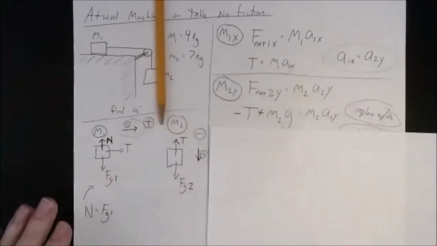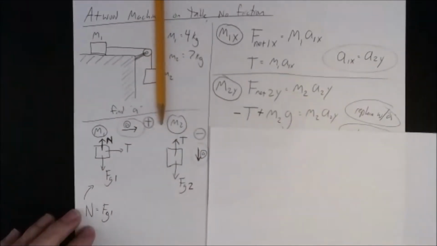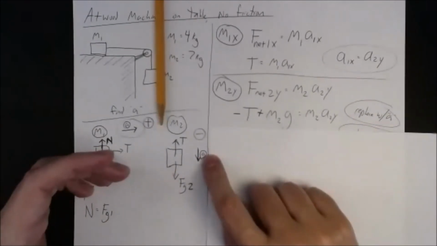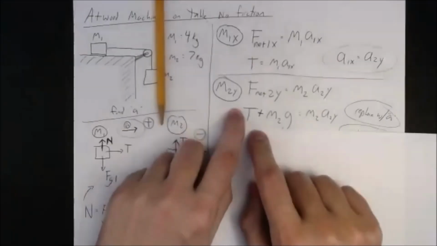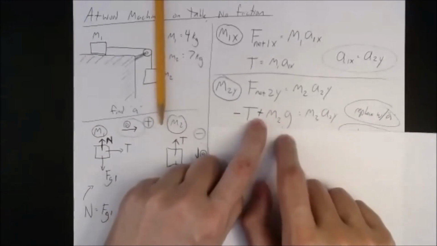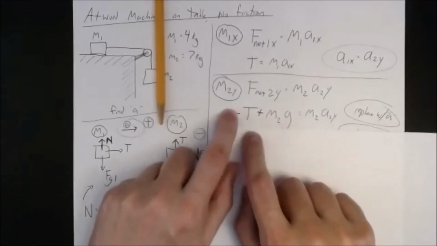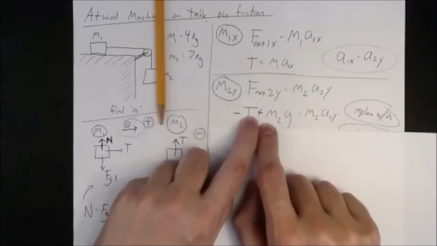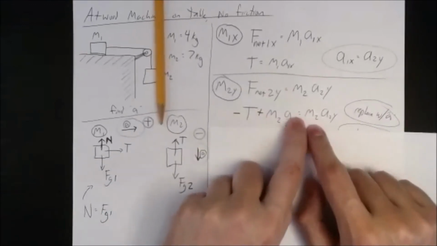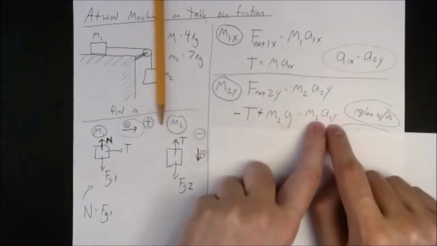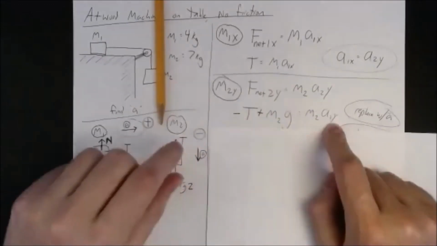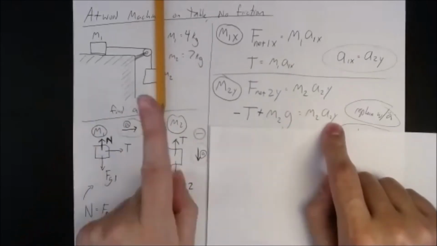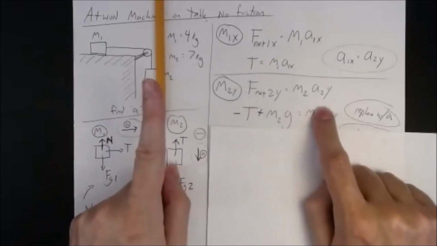The other way of thinking about it, before anyone gets too confused by this, is you could do it normally and have up still be positive. And if up is positive, then you've got a positive T minus m2g. So I would just make this positive and this negative. And so positive T minus m2g would have to equal negative m2a. Because then I'd be saying, well, a is negative because it's going down. If up is positive, then this a has to be negative.